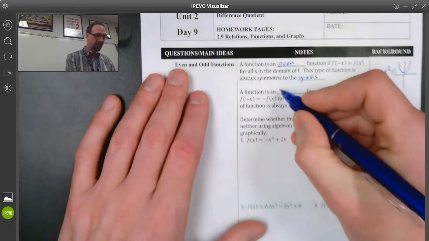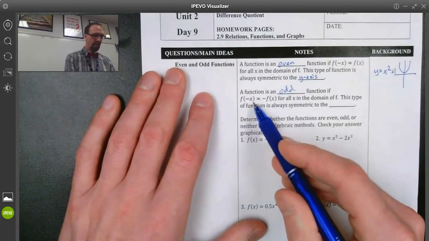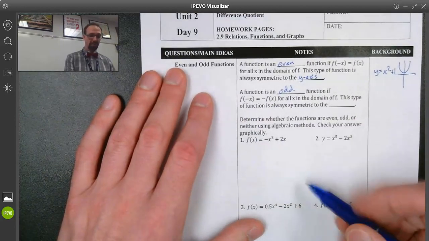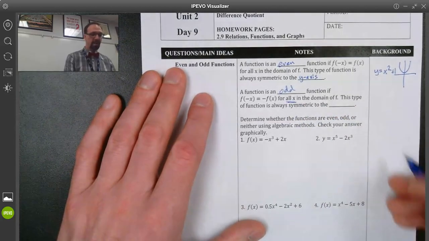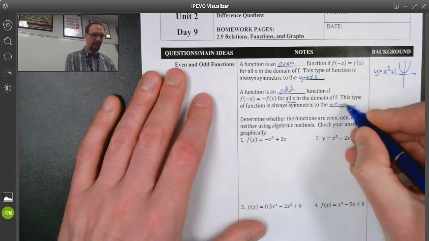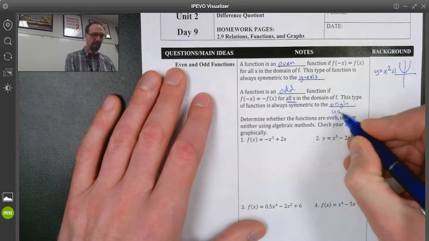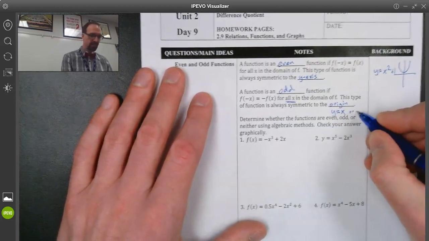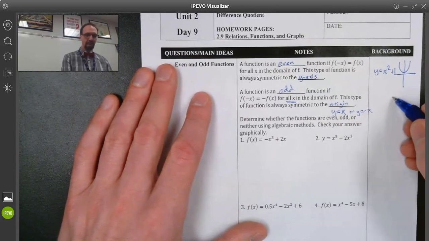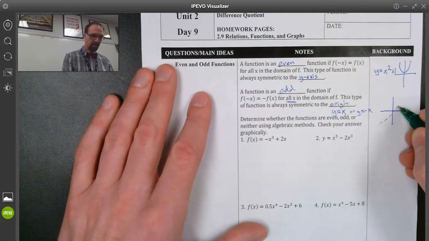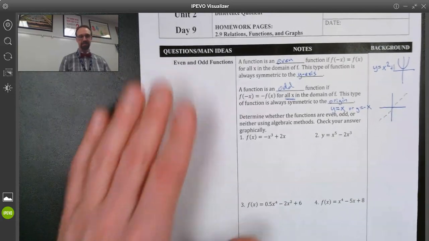A function is an odd function if you plug in opposite x into your function and you get the opposite of f of x for all x in the domain of f. So this type of function is always symmetric about the origin. Really what's happening is that it's symmetric to y equals x or y equals opposite x. What happens is you have a reflection across both the y and the x-axis.